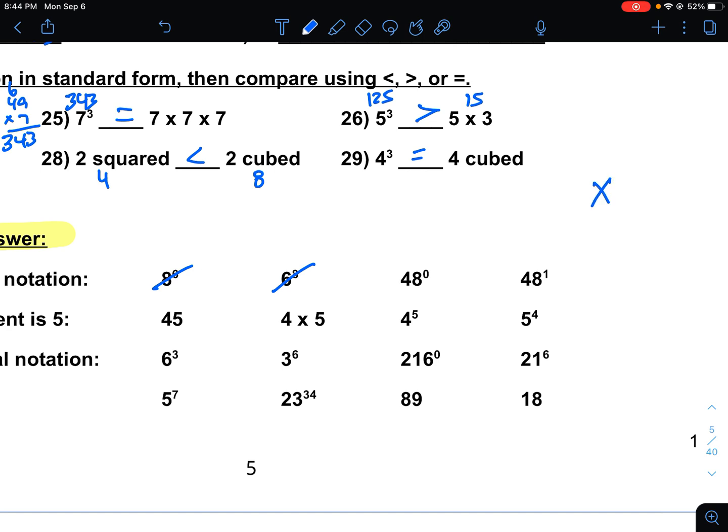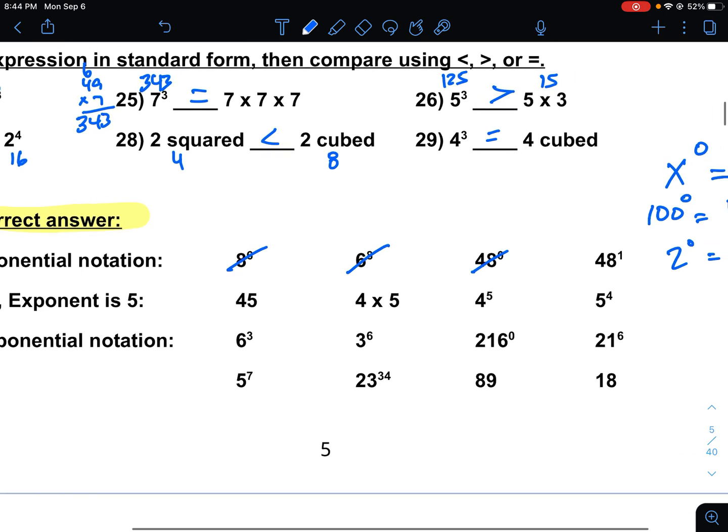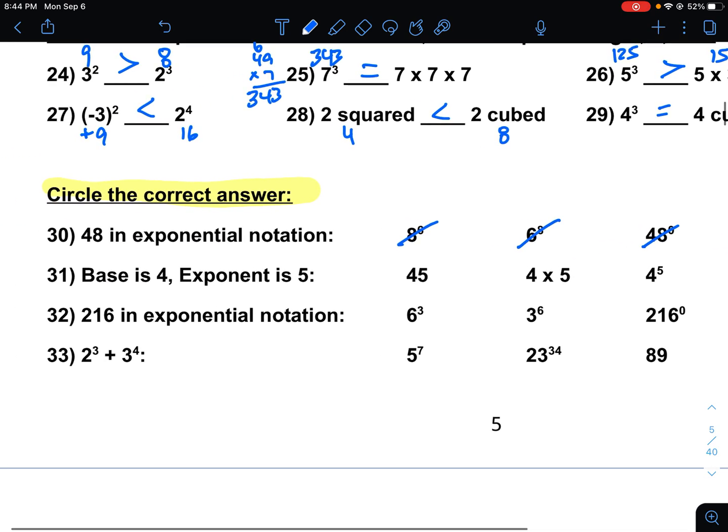So if I add some mysterious number x to the 0 power, that equals 1, all right? So any number you put in there, whether it's 100 to the 0 power or 2 to the 0 power, that's going to equal 1. So that does not work. 48 to the first power, yeah, that equals 48.